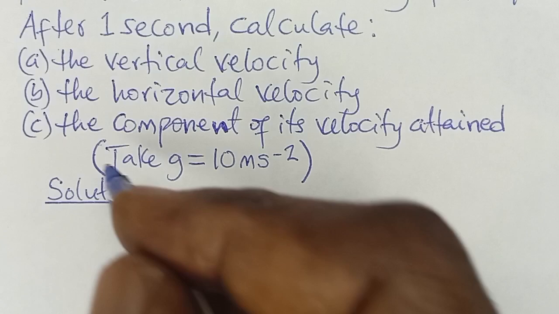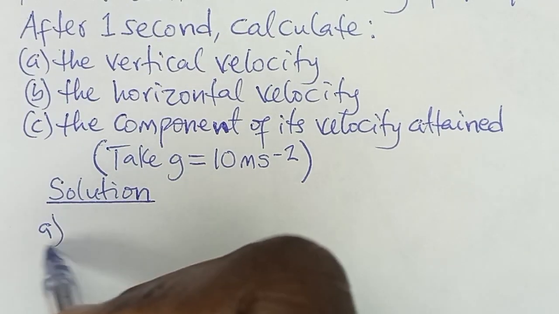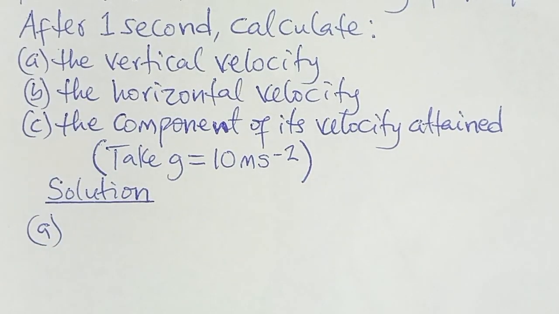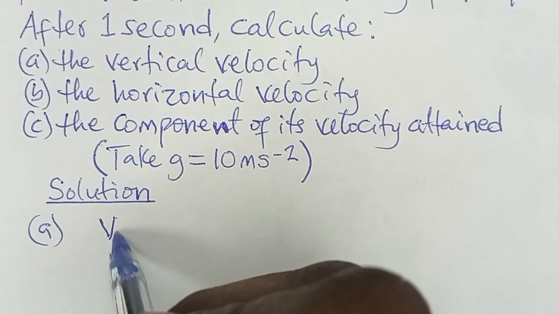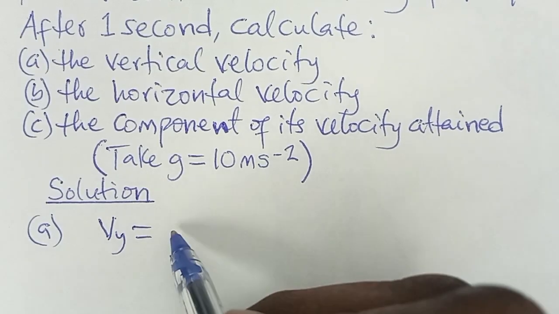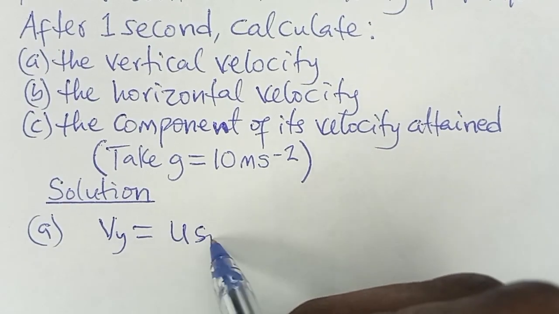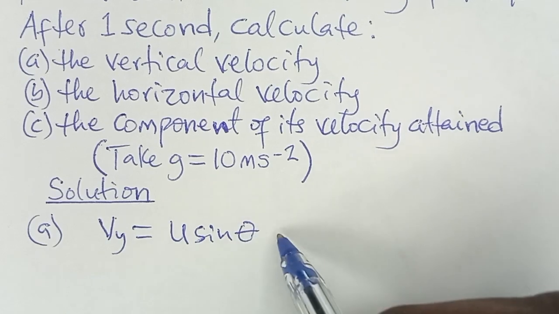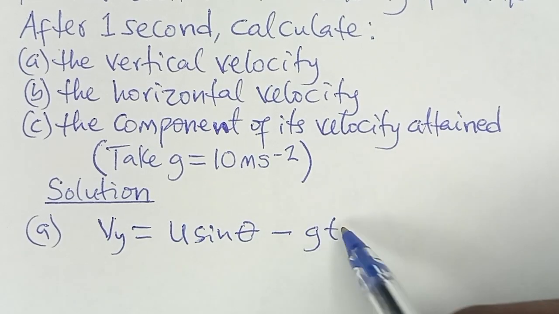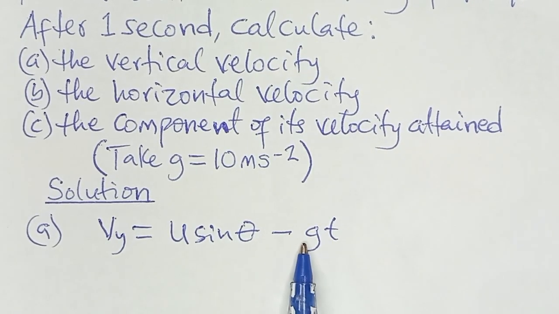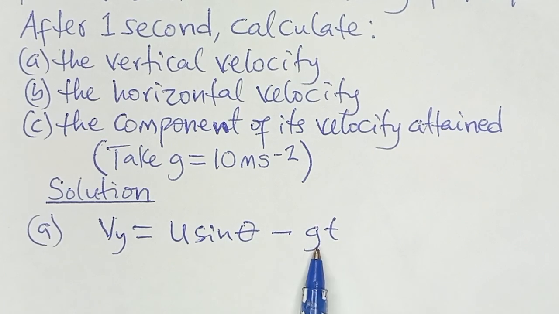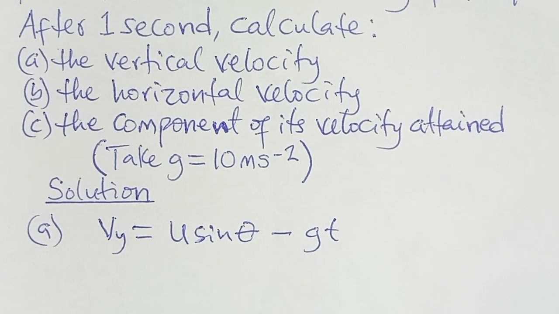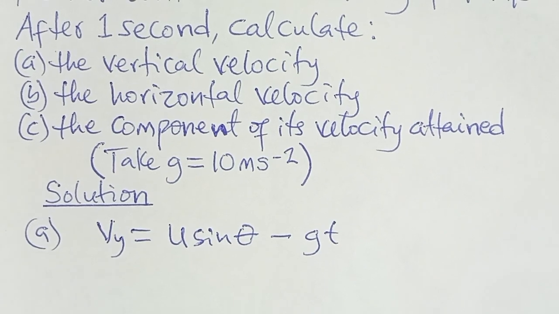So, the first question A here says we should find the vertical velocity. The formula to find vertical velocity when time is given is Vy is equal to U sine theta minus gT. We're using a negative value here because it is going upward, meaning it is going against gravity. So that is why the formula has to be negative gT.